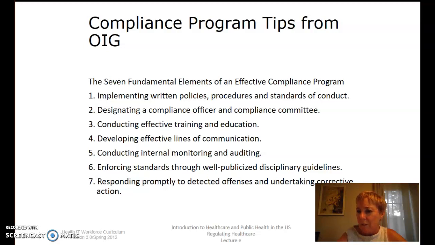You have to enforce standards through disciplinary guidelines, such as if you do this, you will be disciplined. And for some standards, you are instantly fired depending on what the violation is. And then if you get an offense, you have to respond promptly and undertake corrective action. You have to do an investigation and see what happened in that incident. We had a gentleman on our advisory board for the Health Information Technology Program, and his job was compliance. And what he shared with our group is that compliance is so involved, it's a full-time job. So it's a good career opportunity.